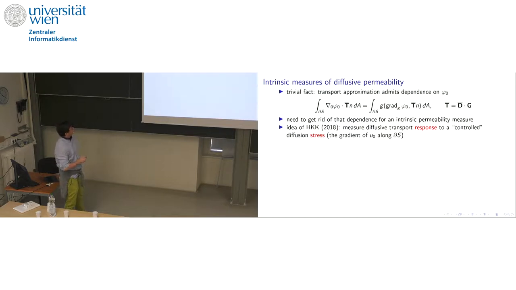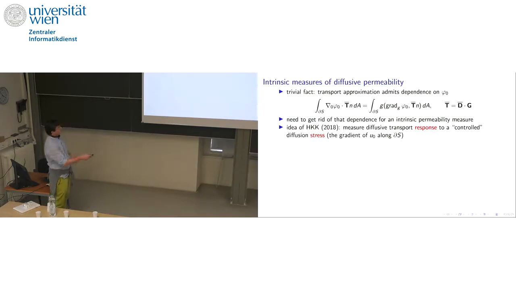Okay, so what else do we have? So in that PNAS paper with George and Florian, after proving this approximation result, the next problem we asked and addressed was, let's use that to define an intrinsic measure of diffusive permeability to surfaces, basically to compare them among each other and then find extrema of that problem.